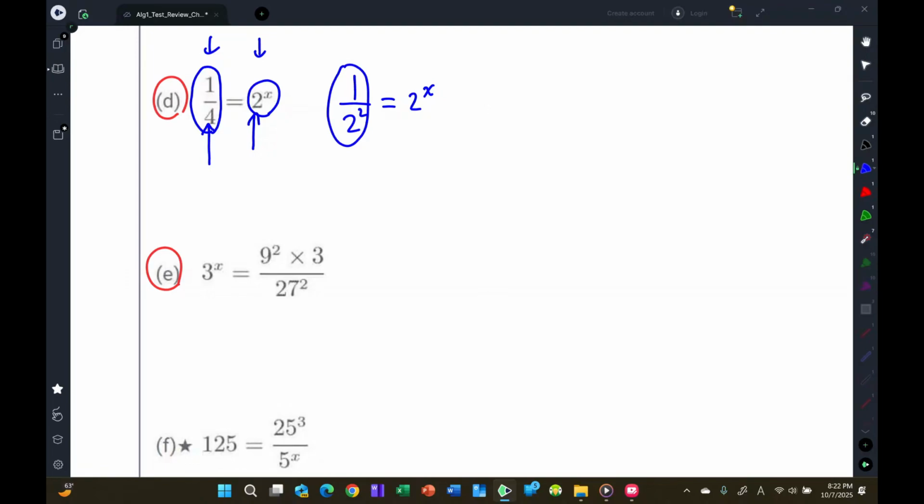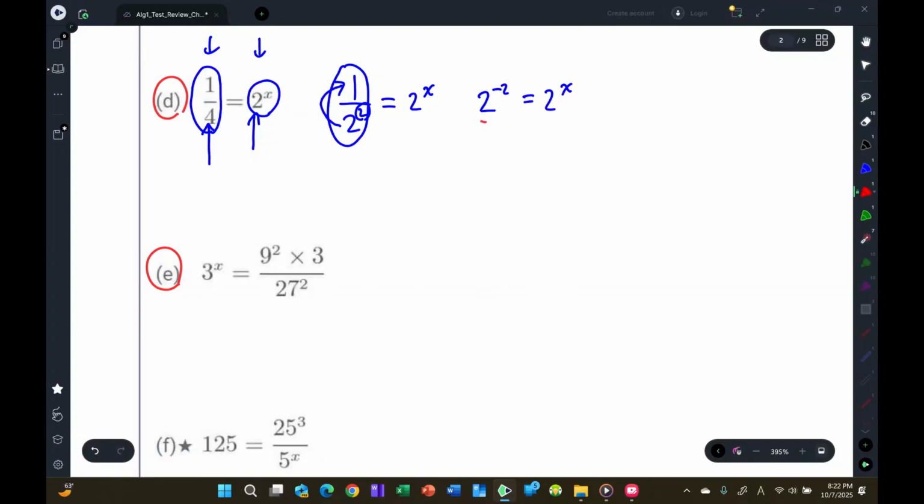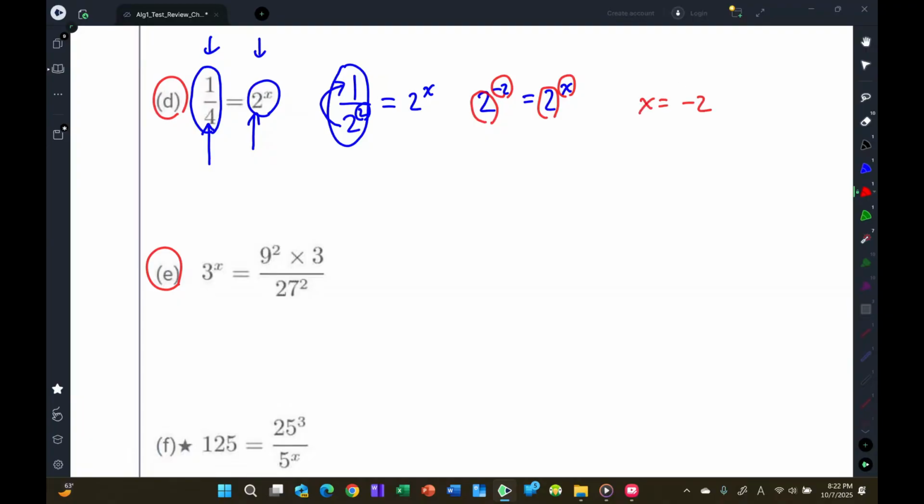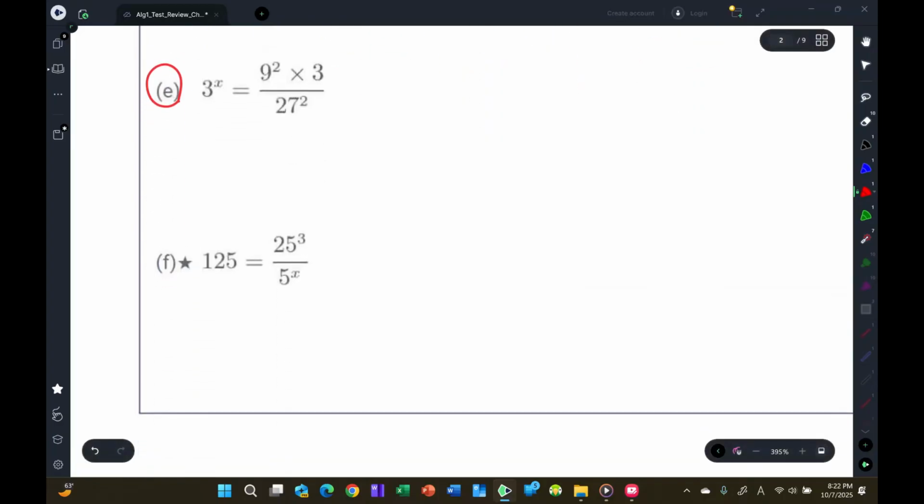By changing the power 2 into negative 2, the denominator will move up to the numerator, right? So it's going to be the same thing as 2 to the x. Now that you have the same base 2, that means the exponents have to be the same as well. So x equals negative 2. That easy, right?